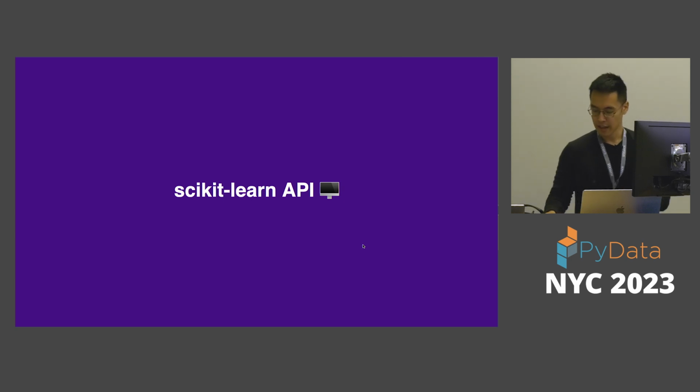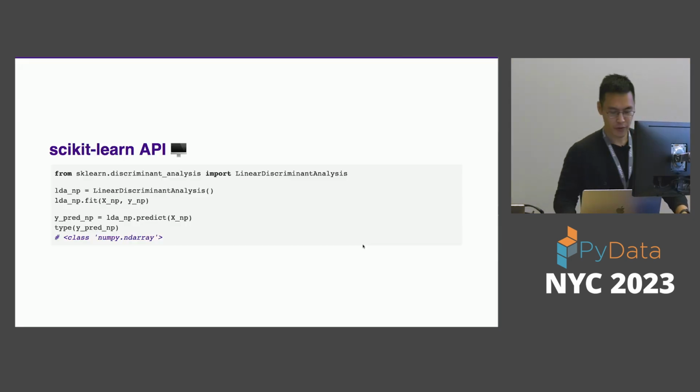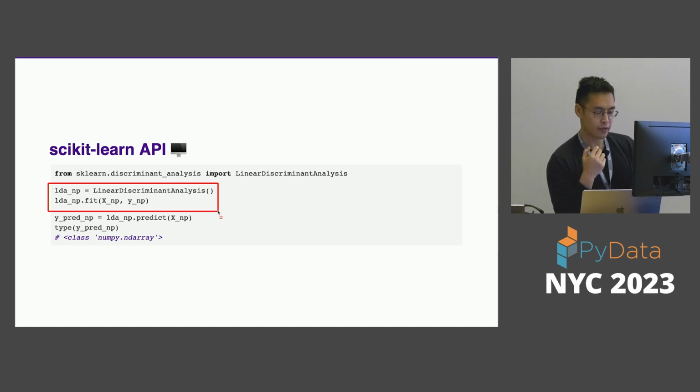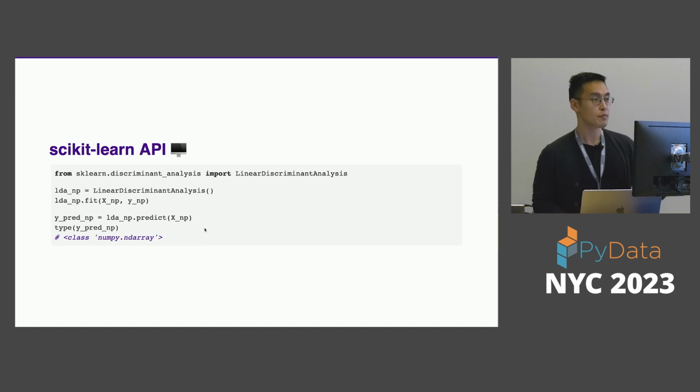So, Scikit-learn API. Okay, this is for users. So this is the example. This is standard Scikit-learn code where you have a linear discriminant analysis. You could fit it on an ndarray, and if you call predict on it, you get an ndarray for NumPy. Very standard. Now the question is, where does the Array API come into the mix? Well, there are two ways to enable it.